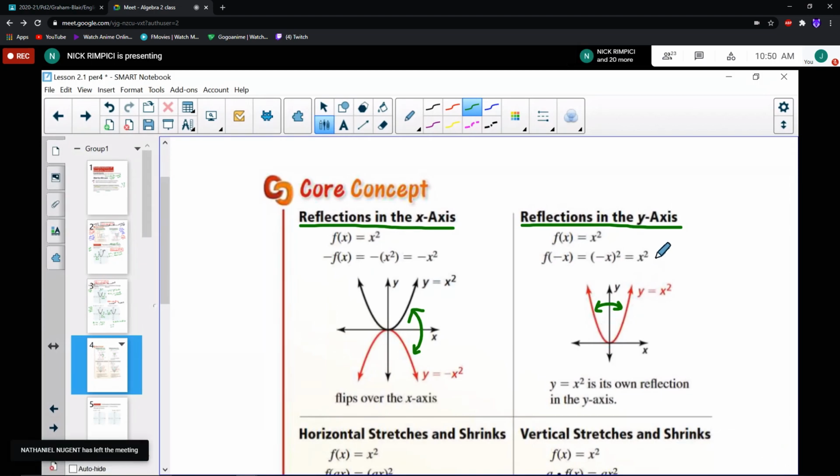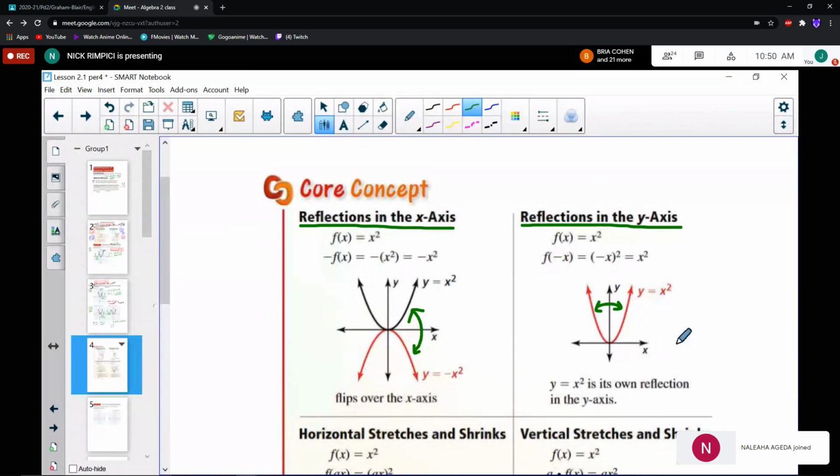And this is also seen in algebraic form. When you actually perform the algebra, you see that the reflection is the exact same as the parent because of the symmetry that exists between x squared and the y-axis. It is not symmetrical about the x-axis, and that's why you get a new function when you flip it over the x-axis. It's because it's not symmetrical there.